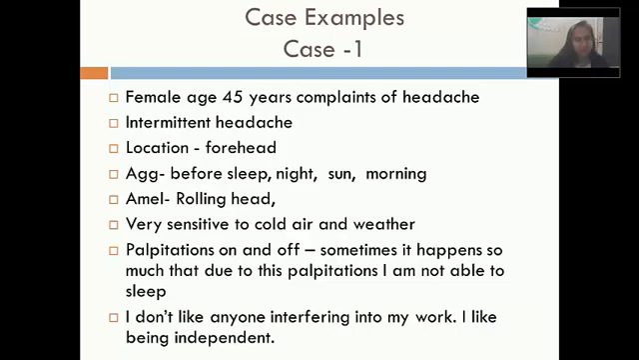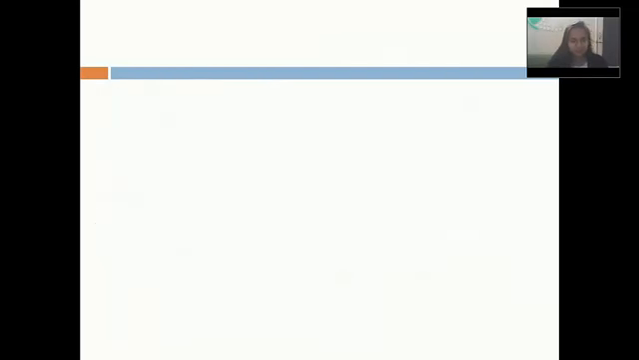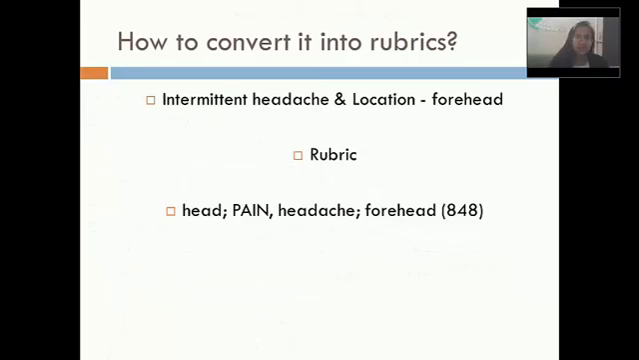So now we'll see how to take this whole symptomatology into rubrics. So see how to convert it into rubrics. So first is, she said I have an intermittent headache, which is a chief complaint, and the location is forehead.